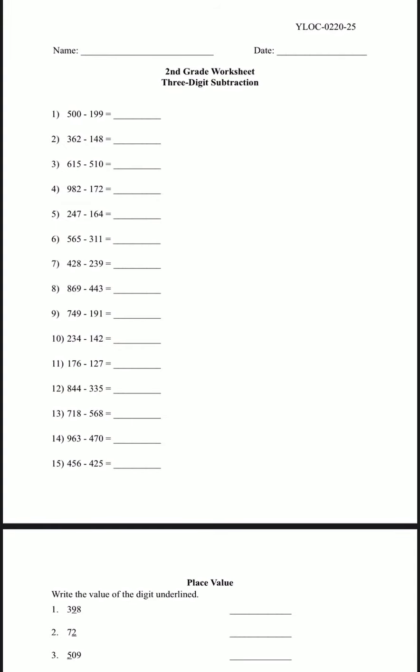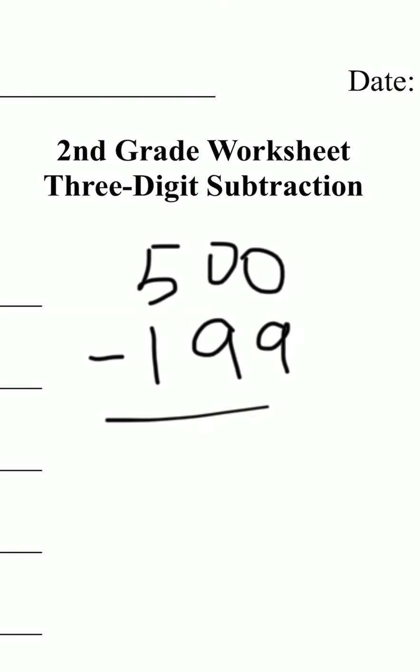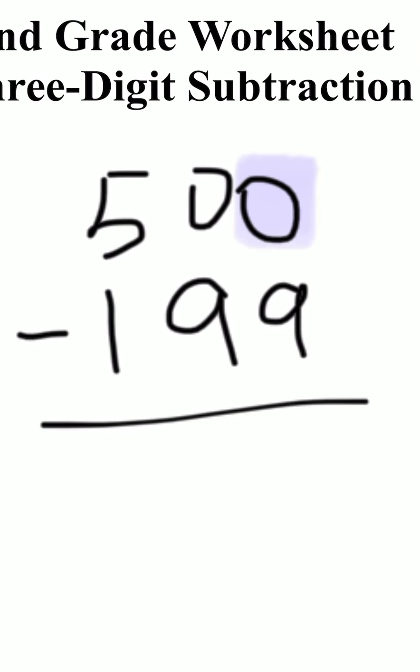Hi, today we're starting with 3-digit subtraction. Let's do number 1. We have 500 minus 199. We have 0 on the top, but because 0 is smaller than 9, we're going to have to borrow 10 from the hundreds place over here, so 5.